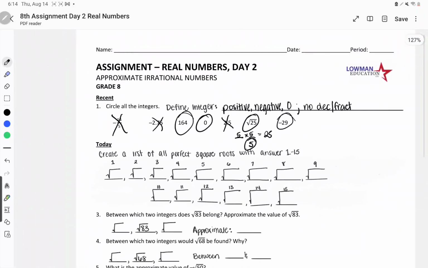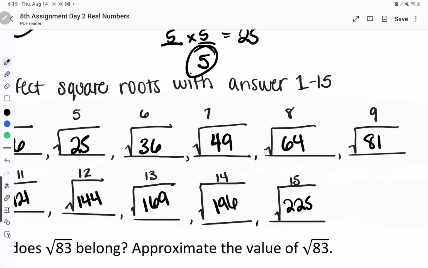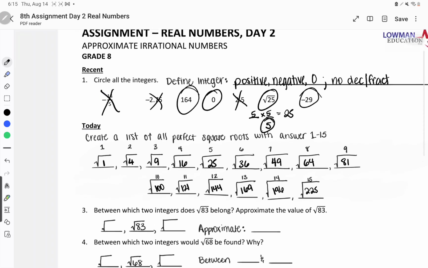Okay. We're going to create a list of all the perfect squares with the answers of 1 through 15. Hopefully at this point you're able to do this pretty well, so I want you to give this a shot. Okay, you should have found all of these. Remember that 2 squared is 4, so that's why that 4 is in there. 3 squared is 9, 4 squared is 16, 5 squared is 25, and so on and so forth.